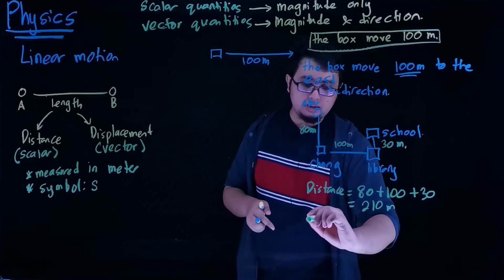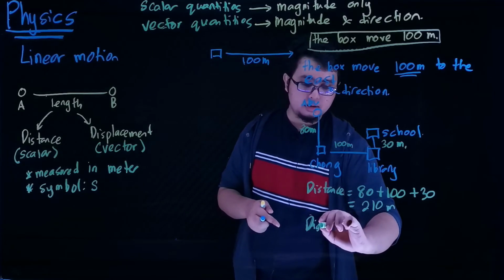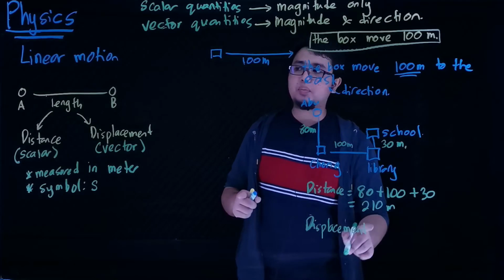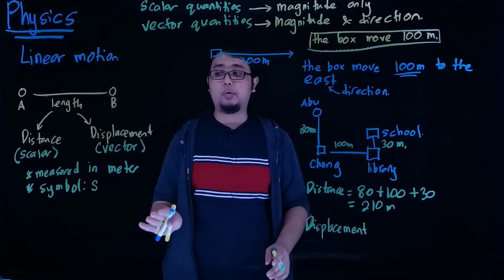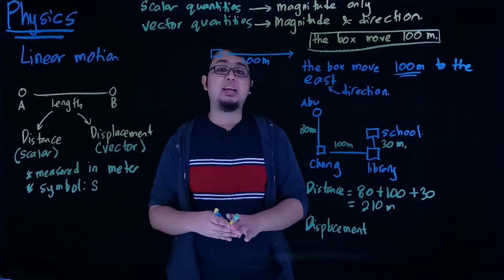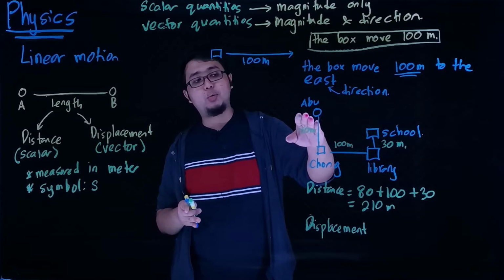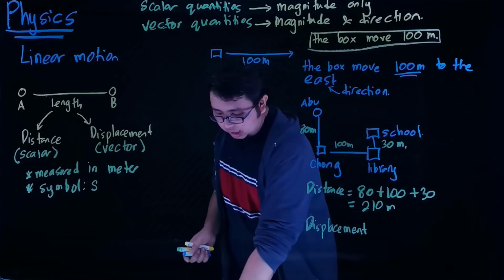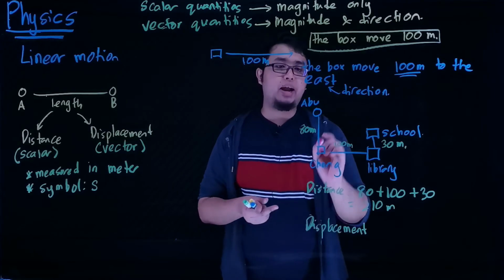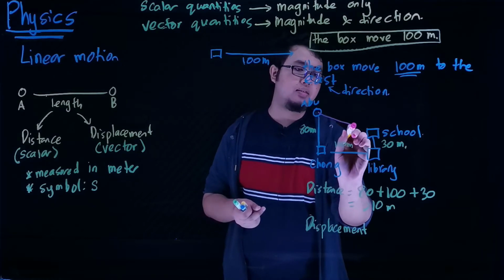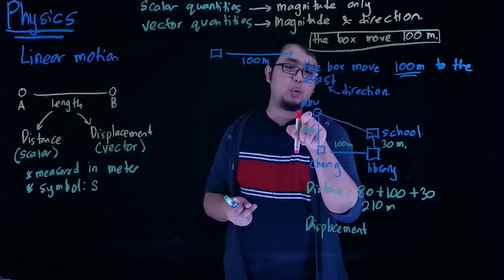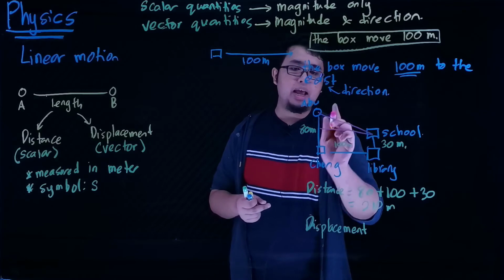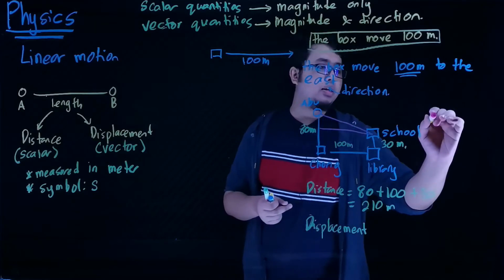For displacement, because displacement only involves the vector quantity, displacement can be said to be a shortcut between where you come from and the point that you arrive at. So for this case, Abu's displacement would be described as this length. It's a straight line connecting his house and the school. So we can create a triangle, and we can take out this triangle on this side.